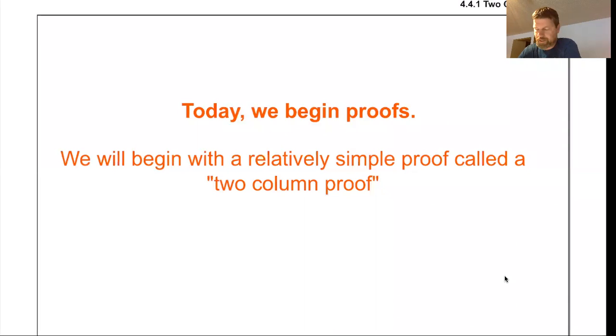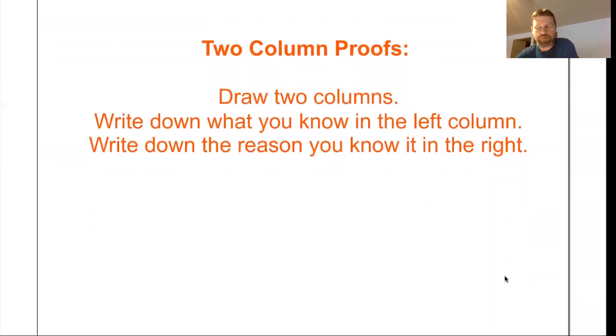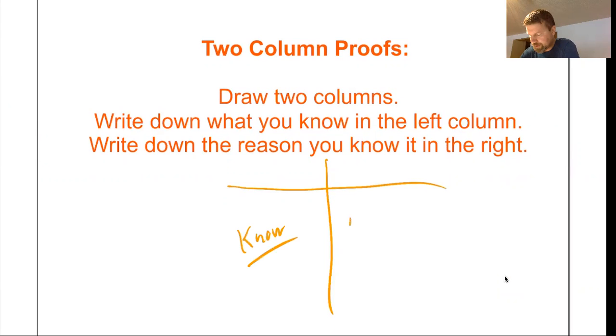All right, today we do section 4.4.1, where we begin to actually deal with some proofs. We're going to begin with a relatively simple proof called a two-column proof. With two-column proofs, you're going to draw two columns. You're going to put what you know in the left column, and how you know it in the right.